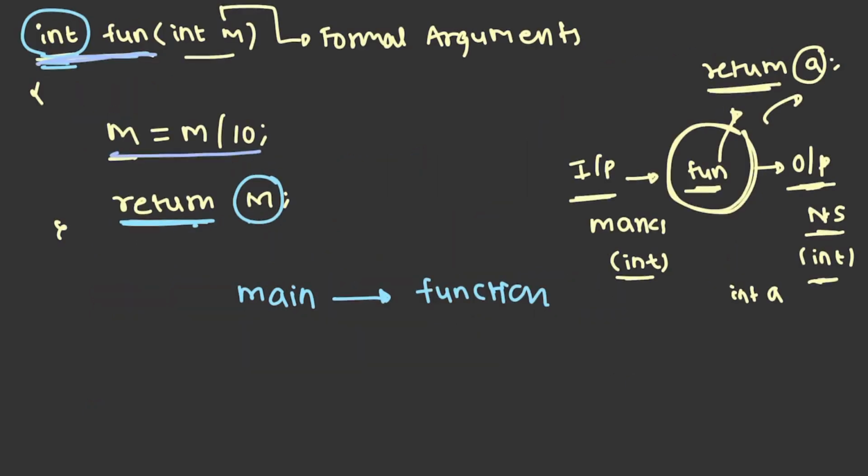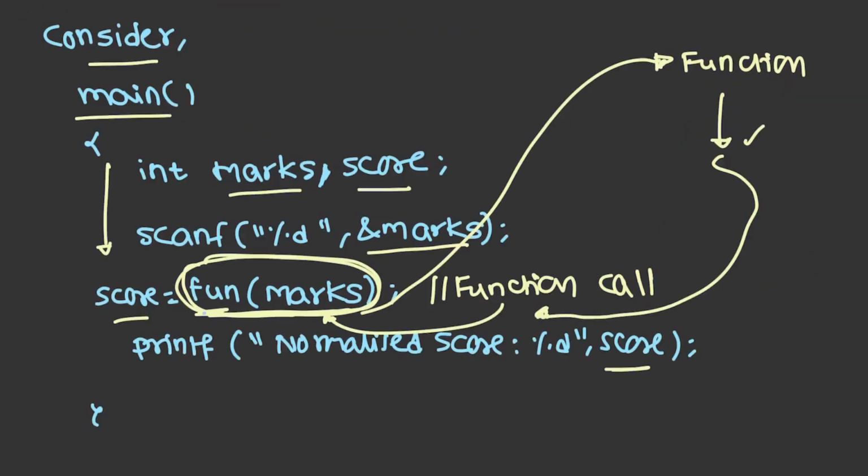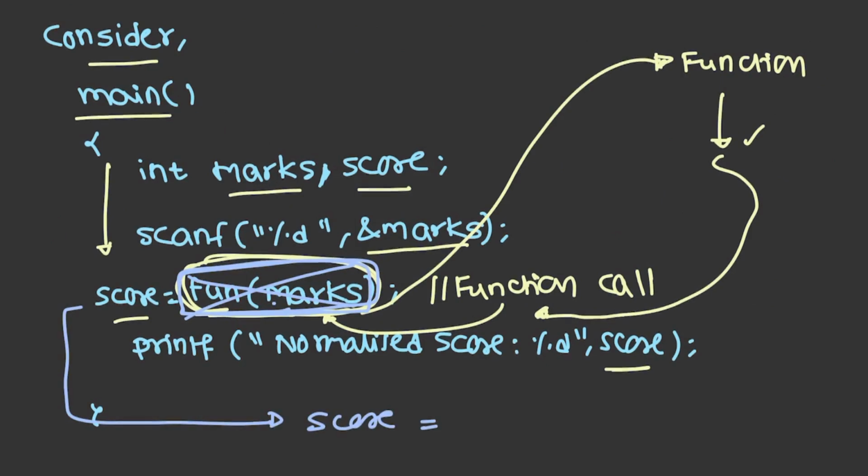Now the marks will be divided by 10 and the quotient will be returned by this function. You have returned a normalized score here and this will be replaced at the function call. So the function call will be replaced by the return statement. This line will be modified as such: score is equal to, as it has returned m, m will be positioned here.